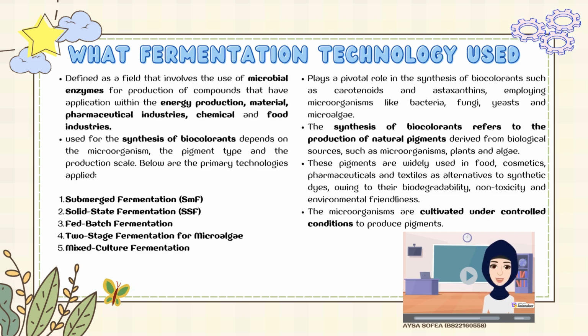The synthesis of biocolorant refers to the production of natural pigment derived from biological sources such as microorganisms, plants, and algae. These pigments such as carotenoid, anthocyanin, astaxanthin, and others are widely used in food, cosmetic, pharmaceutical, and textile industries as an alternative to synthetic dyes, owing to their biodegradability, non-toxicity, and environmental friendliness. The microorganisms are cultivated under controlled conditions to produce pigment.